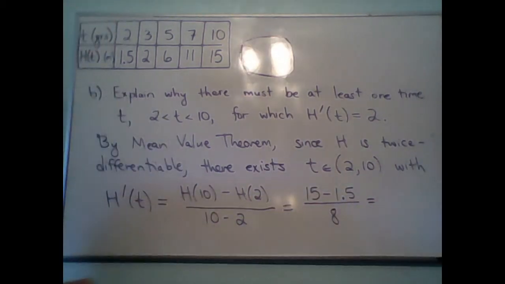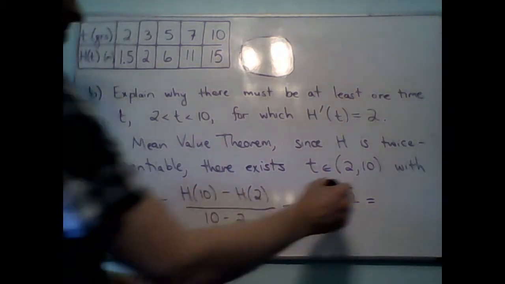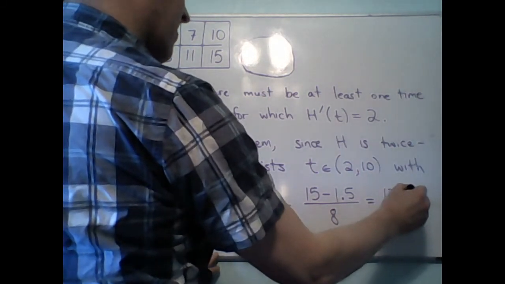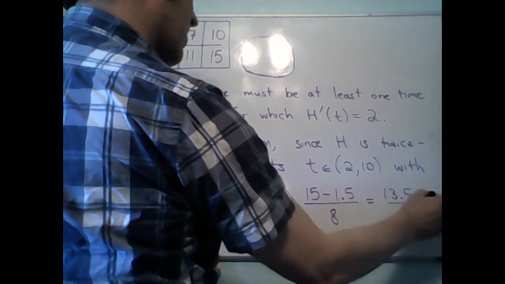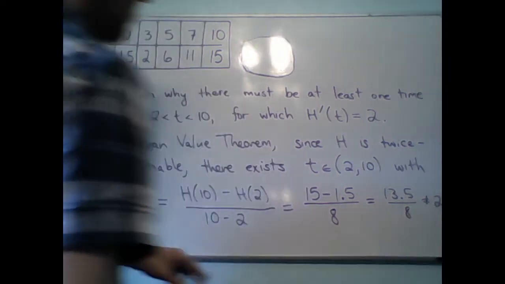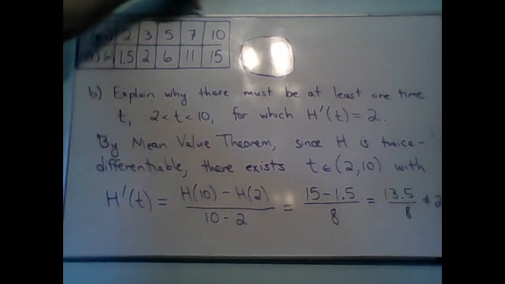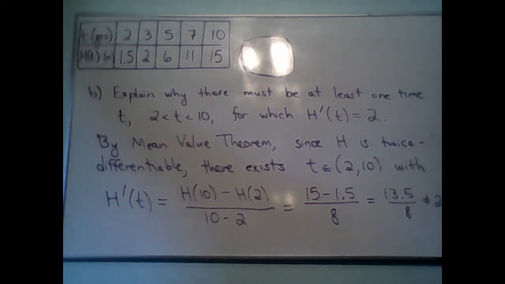Minus 1. Oh boy. Here I have led you down the garden path, haven't I? So it looks like we're going to have to pick some different endpoints to make sure that we get it equal to 2, because this won't be equal to 2 exactly, right? This is 13.5 over 8, which is not equal to 2 like we wanted. Whoops. But we do have more points within this interval that we can check.